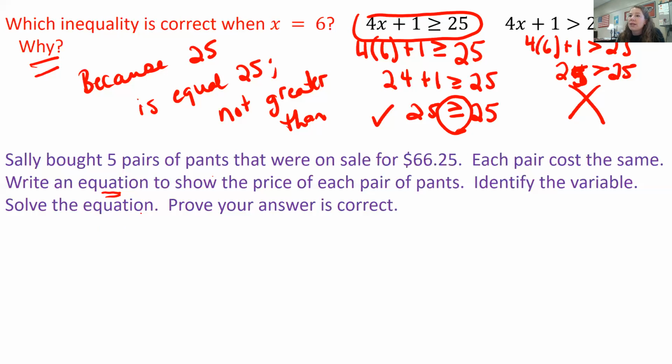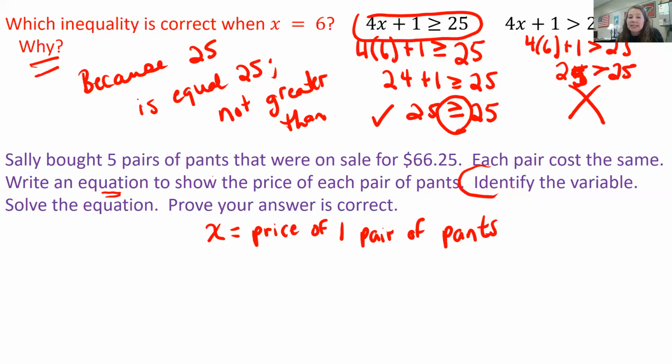All right, so we know how many pairs of pants she bought, but we don't know how much the price of each one was. So I'm going to let x equal the price of one pair of pants. When it says identify your variable, I decided to use x. I could use anything I want. And I'm telling what it equals.